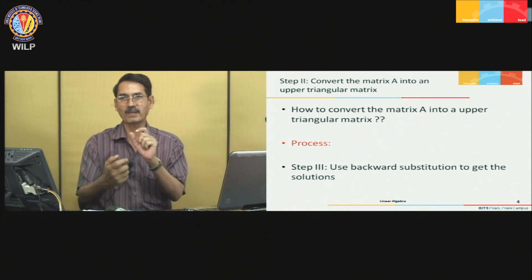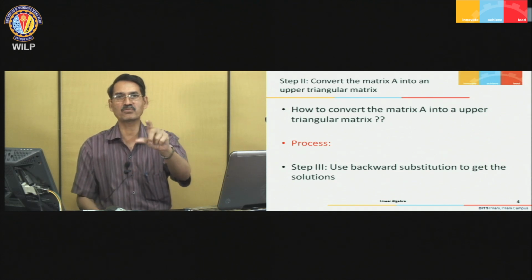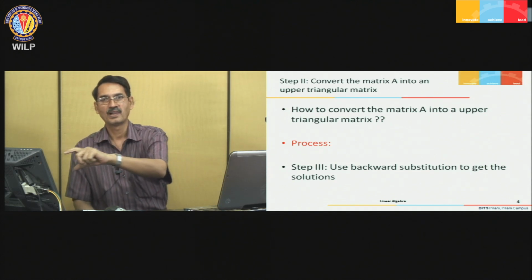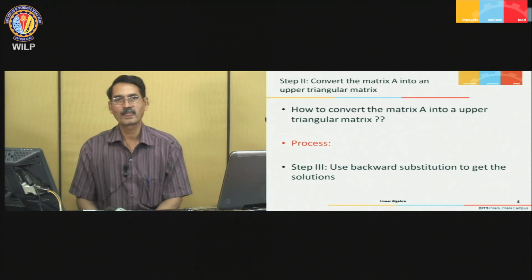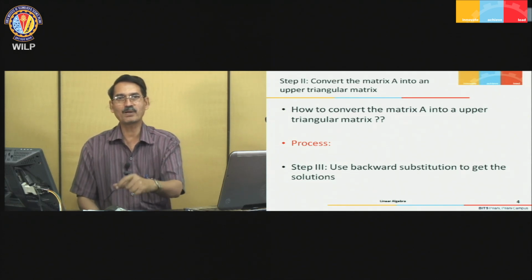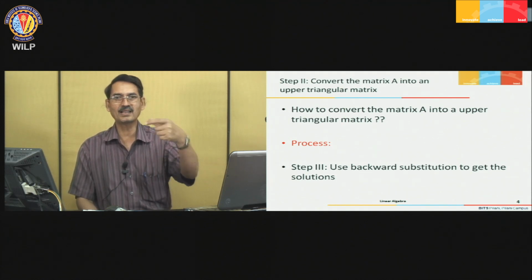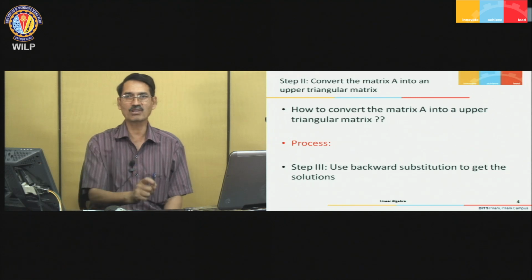What is the meaning of backward substitution? First of all, we are interested to know the values of x1, x2, x3, xn. So, first of all xn will be known. When xn is known, then xn minus 1 will be known with the help of xn, and when xn and xn minus 1 are known, then xn minus 2 will be calculated, and so on and so forth. Finally, x3 will be calculated, then x2 will be calculated, and in the last x1 will be calculated. This is our backward substitution.